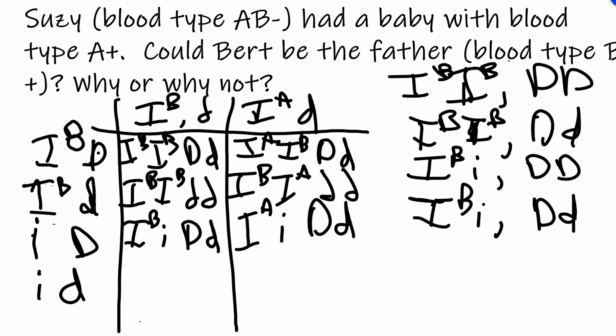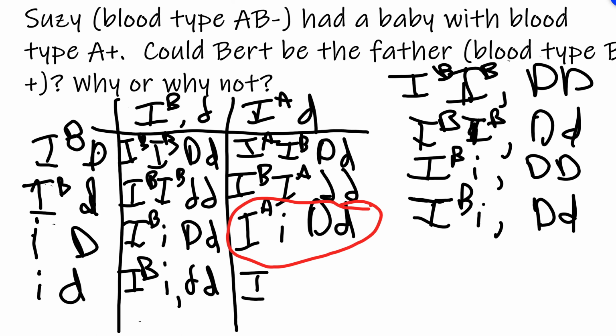What type were we looking for in the baby? Could the two of them have a baby who was A positive? There it is right there. So yes, together they could have a baby who's A positive. All right. I'll just finish this out so you can see the other combinations. This would be B negative, okay, and this would be A negative, right? But anyway, so could they have a child who's A positive? Yes, right there's your A positive, okay?